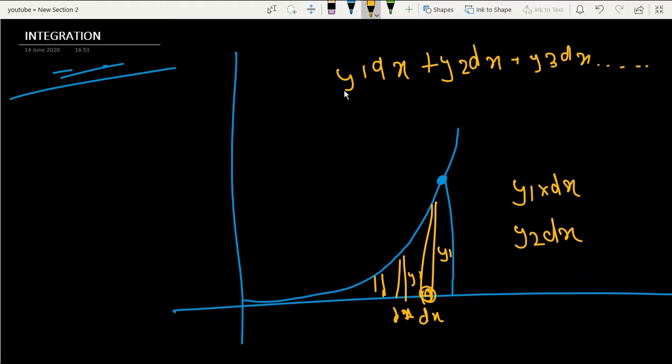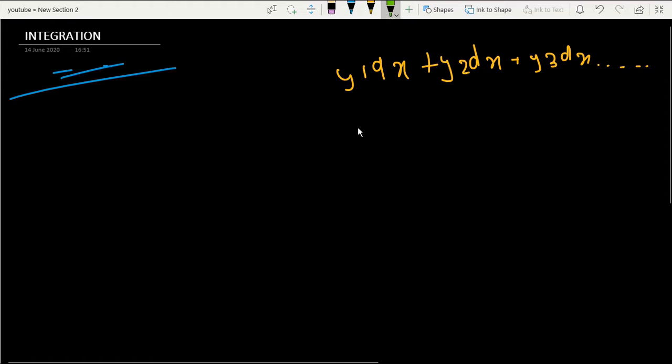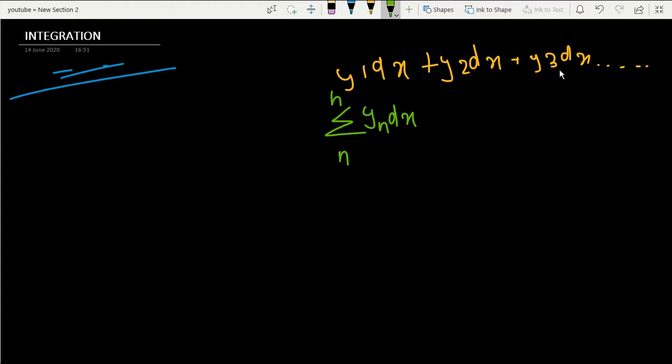This we can write as summation. Summation means the sum of yn dx. n means any value because it's varying 1, 2, 3, from 1 to any number, because it can be from 0 to infinity, it can be from 1 to infinity, so from n to n. Okay, simple. This you got.